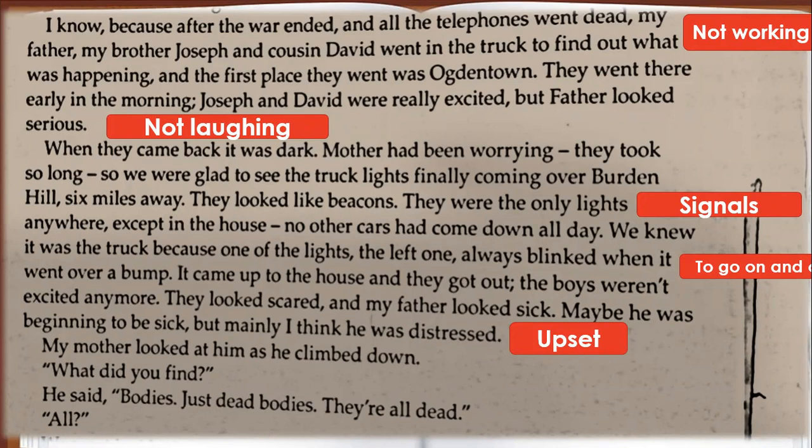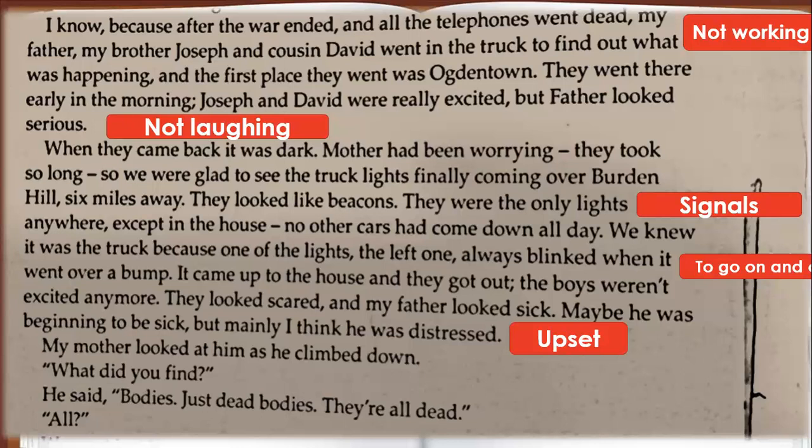So we were glad to see the truck lights finally coming over Burden Hill, 6 miles away. They looked like beacons. They were the only lights anywhere, except in the house. No other cars had come down all day. We knew it was the truck because one of the lights, the left one, always blinked when it went over a bump. It came up to the house and they got out.